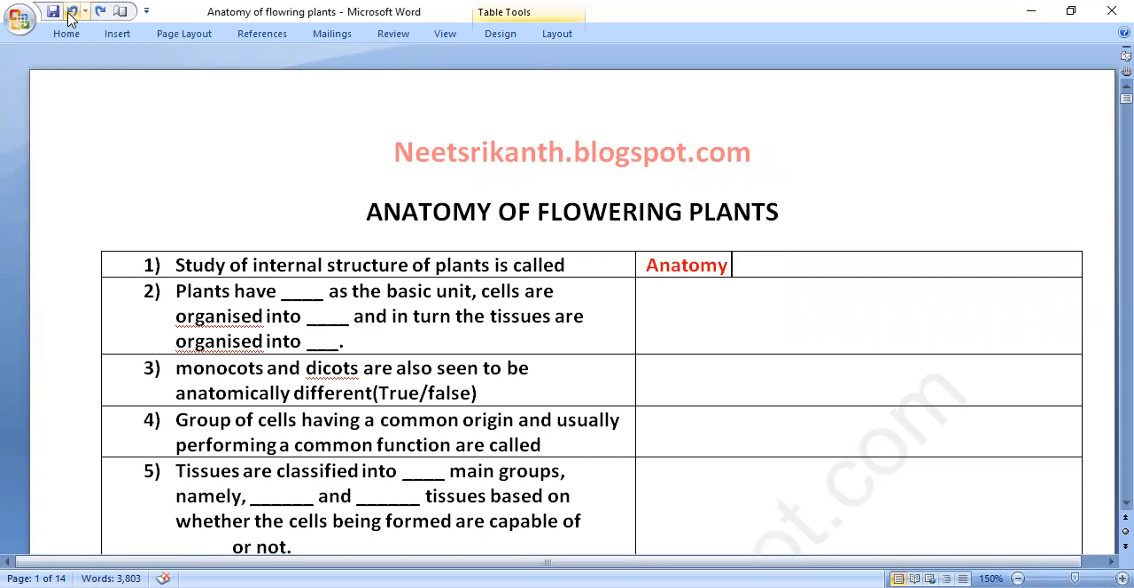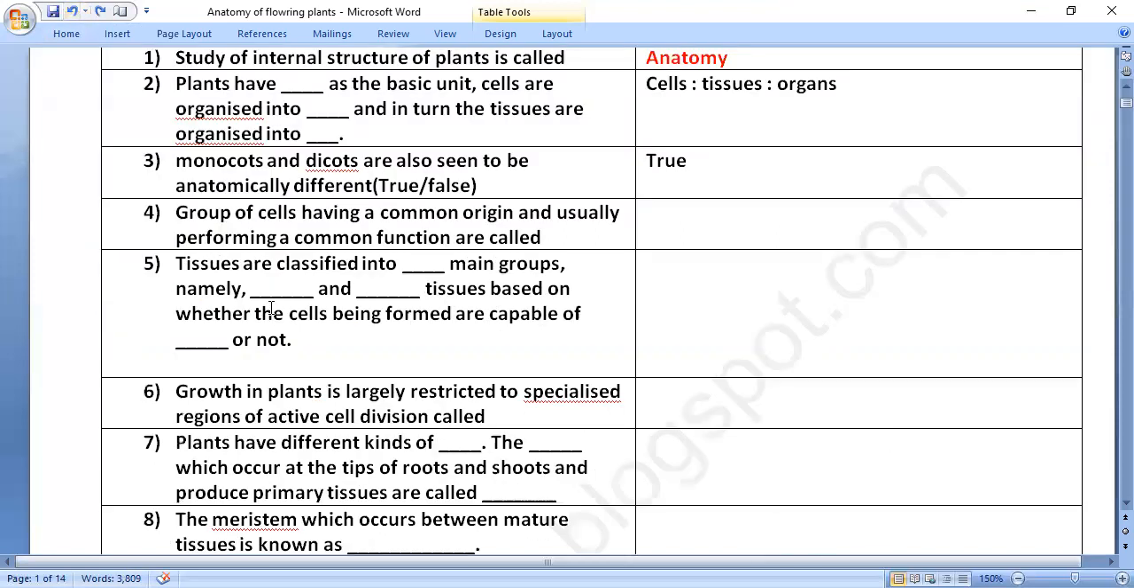Cells are organized into tissues, and in turn the tissues are organized into organs. Monocots and dicots are also seen to be anatomically different. True or false? True. A group of cells having common origin and usually performing a common function is called a tissue.